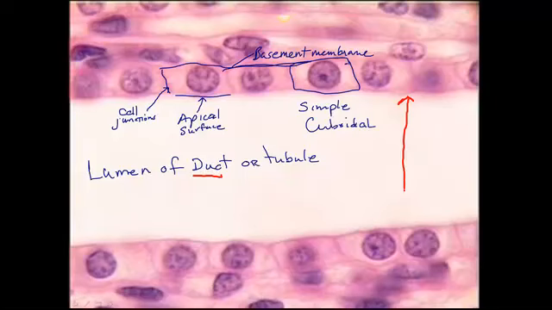And here is the lumen. Lumen is the space in a tube. So again, apical surface, basal surface, lateral surface, simple cuboidal. This is the nucleus. Okay. So these are present in kidney tubules, ducts, secretory portions of small glands, and the surface of the ovary.